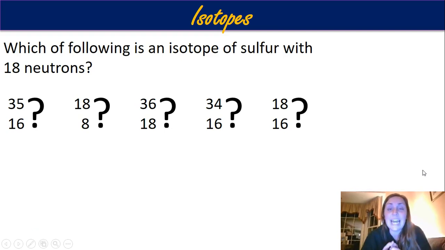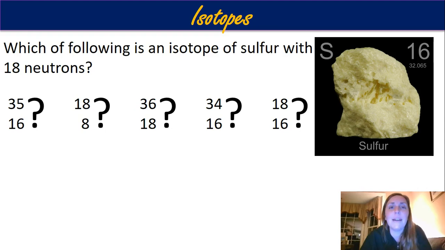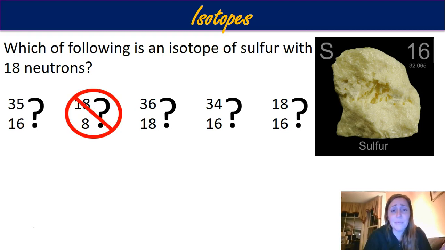Which of the following is an isotope of sulfur with 18 neutrons? Okay, key thing that we've done for all of these, find it on the periodic table. So once you find it on the periodic table, remember we are ignoring this number for now, and we are looking at this 16. That is the atomic number. And the atomic number goes on the bottom. So anything that doesn't have 16 as the atomic number, we can just get rid of it because we know it's not sulfur.